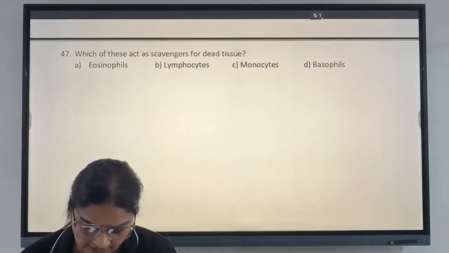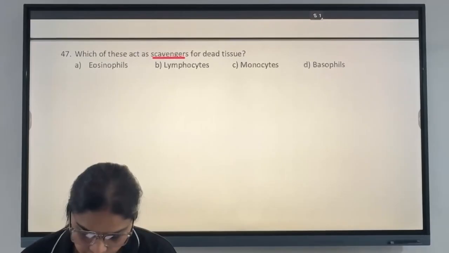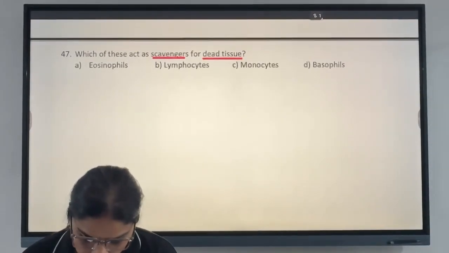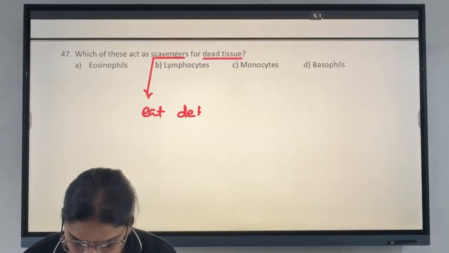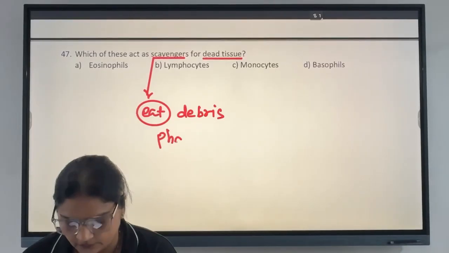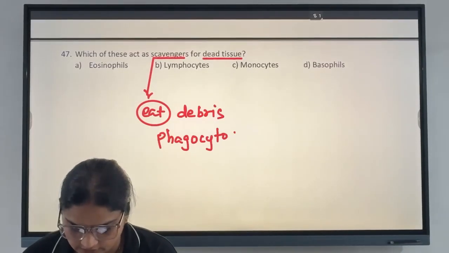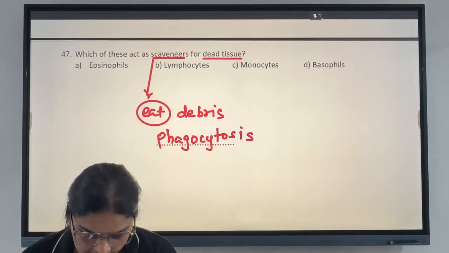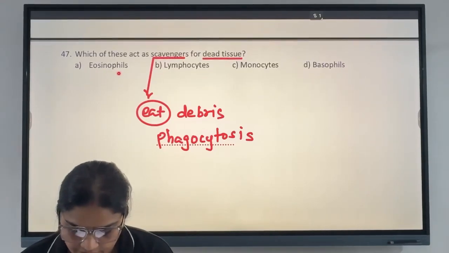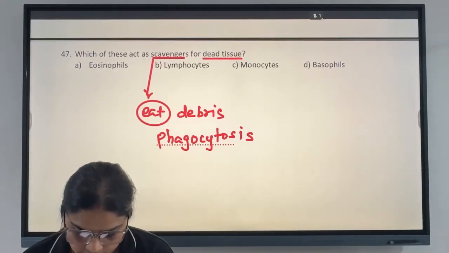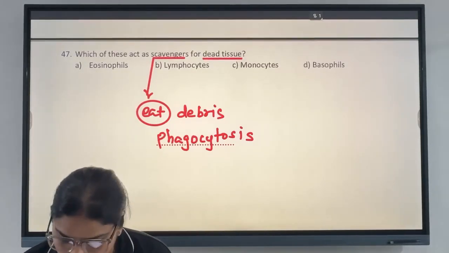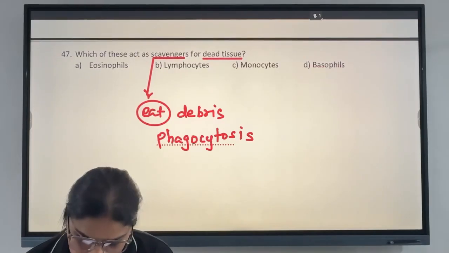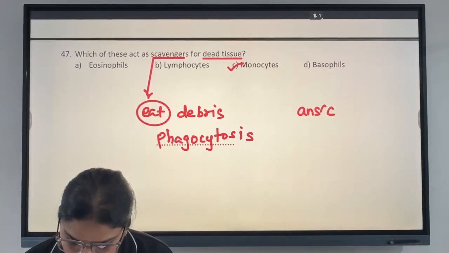Going to the next question. Which of these act as scavengers for dead tissue? Scavengers are the cells which will eat up debris, meaning dead decayed matter. That means these cells are going to perform phagocytosis. Let's see the options. Option A says eosinophil. Eosinophil is not a phagocyte. Lymphocytes are also not phagocytes, monocytes are phagocytes, and basophils are also not phagocytes. So the answer is option C.